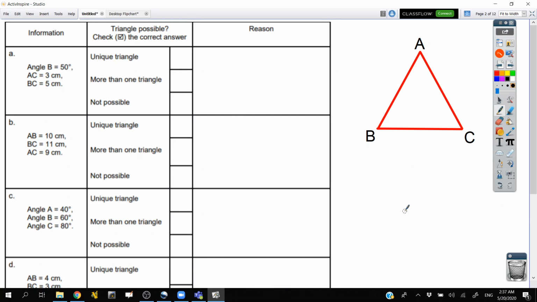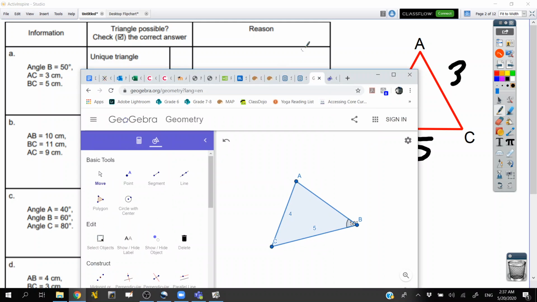But the people who drew the triangles caught one thing up here, and they're exactly right. Now, I like moving quickly and using math, so I would have said angle B is 50, AC is 3 centimeters, BC is 5 centimeters, angle, side, side, and good, that's more than one triangle because we'd have two possibilities. But if I use GeoGebra to look at this, I have the same idea. We've got 50 degrees at angle B, AC is supposed to be 3 centimeters, and BC is 5 centimeters.